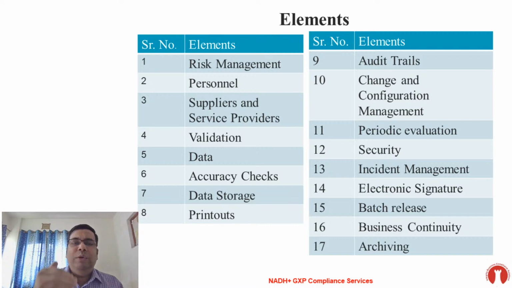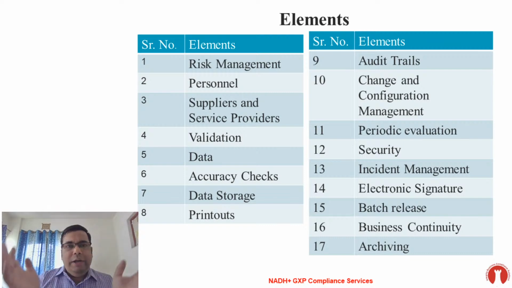With these elements, as a broad understanding, if you compare with 21 CFR Part 11, you will come to know that there is a lot of discussion in EU GMP with respect to the requirements for suppliers and service providers, while in US 21 CFR Part 11 this discussion is not there. Second, EU GMP uses the terminology incident management, while 21 CFR Part 11 discusses more about deviation. The terminology is deviation.